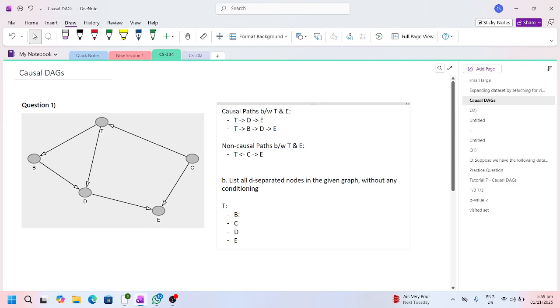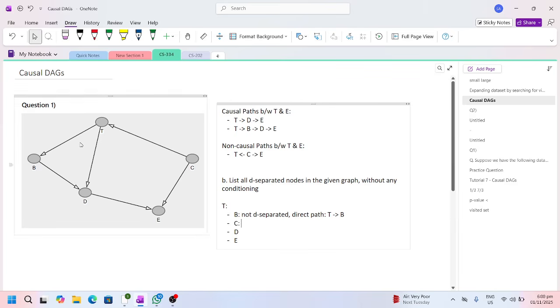So if we look at T against B, I can just see that there exists a direct path that starts at T and ends at B. So they are not d-separated since there is a direct path. Next, let's look at C. So if you find even one path, you don't have to look at any other paths. If there is even one open path between those two nodes, they are not going to be directionally separated. All the paths have to be blocked.